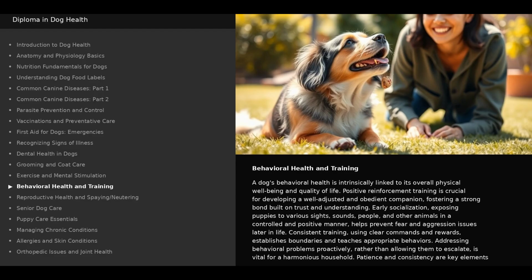Consistent training, using clear commands and rewards, establishes boundaries and teaches appropriate behaviors. Addressing behavioral problems proactively, rather than allowing them to escalate, is vital for a harmonious household. Patience and consistency are key elements in effective training.